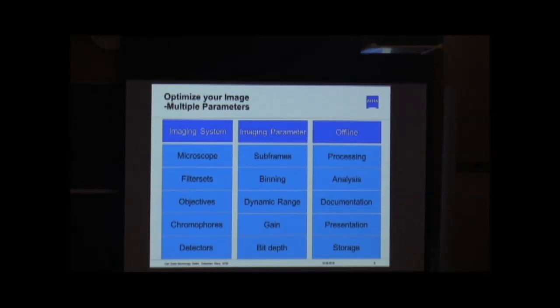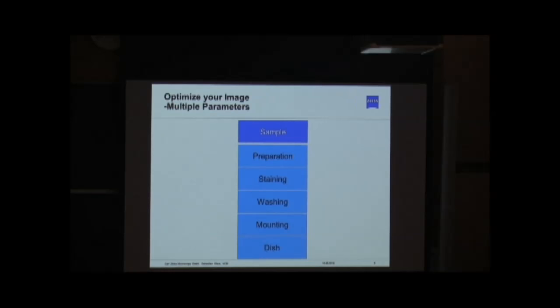There are multiple parameters that you can optimize when it comes to the question of how to optimize your image. They can be subdivided into four main groups. The imaging system itself, consisting of the hardware components, the microscope, the filters, objectives, your fluorophores, and the detectors. The actual software parameters, so the imaging parameters. The image processing parameters, how to process your image, analyze it, document it, present it, store it in an efficient way. And last but not least, the sample.